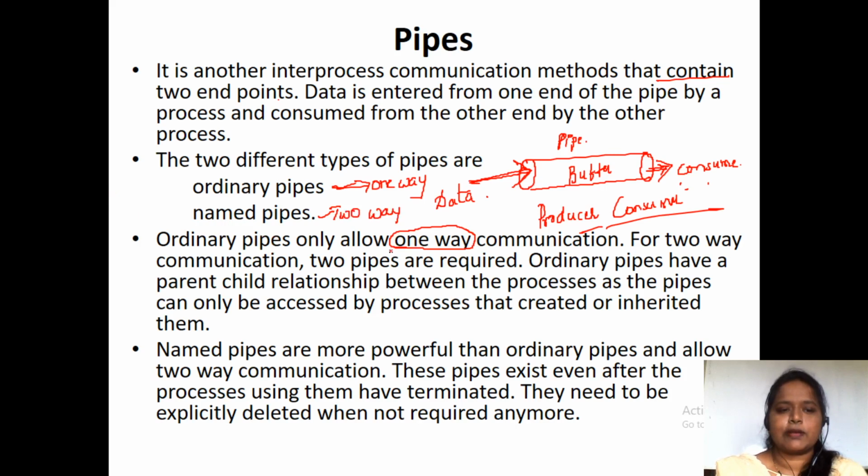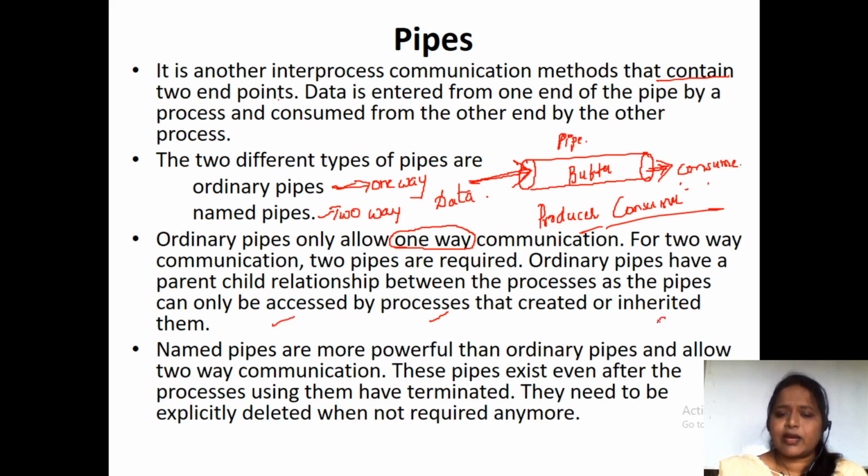So ordinary pipes allow one-way communication. For two-way communication, two pipes are required. With one pipe, we can't make use of two-way communication. Ordinary pipes have a parent-child relationship between the processes, as the pipes can only be accessed by the processes that create or inherit them. So that is the ordinary pipes.